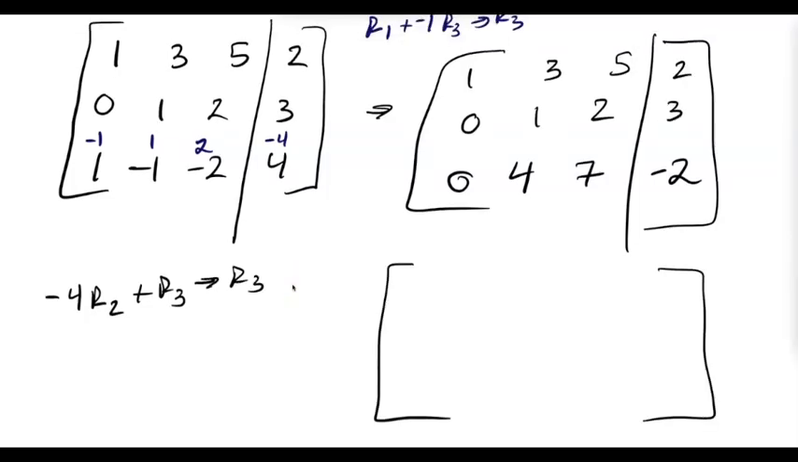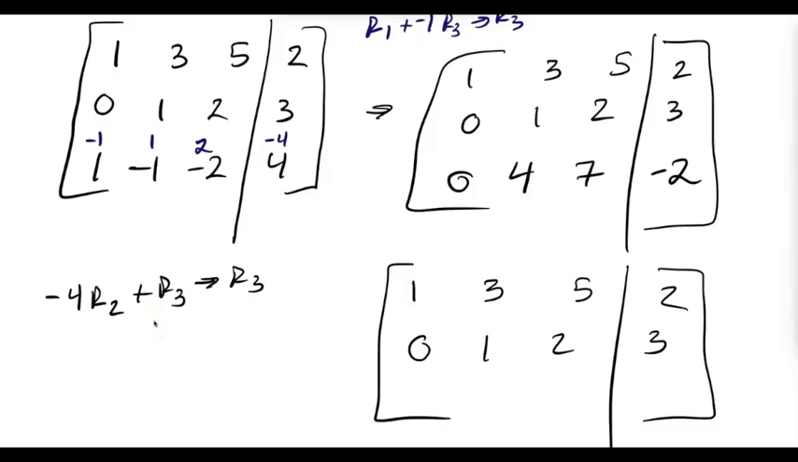I'm not going to change row 1 and row 2. I'm only going to change row 3. Let's do this operation now. So -4 times row 2. Let's multiply row 2 by -4. It's 0, -4, -8, -12.